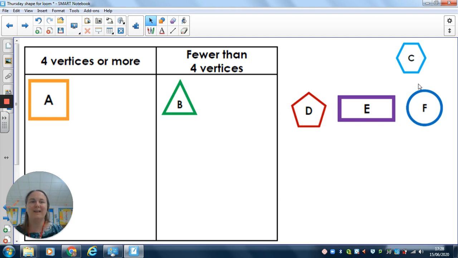Well done. Let's have a look. So C is a hexagon. It has 1, 2, 3, 4, 5, 6 vertices. And because of that, it's going to go over here in our 4 or more section. Well done if you got that one right. On to D. Count how many vertices it has, and then point to which column it should go into.